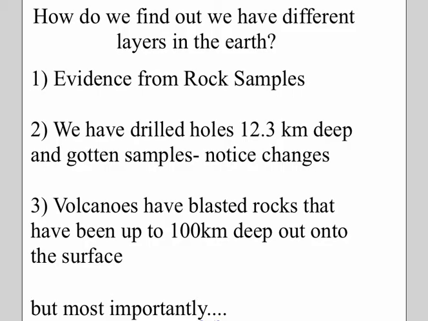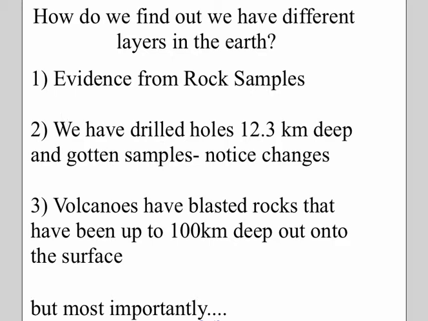So how do we find out that we have different layers in the Earth? Well, there are 4 ways. Evidence from rock samples. We've drilled holes over 12 kilometers deep and gotten samples. As we drill down, through the outer layer, things change. Volcanoes have blasted rocks that have been up to 100 kilometers deep out on the surface. But these are not very deep.